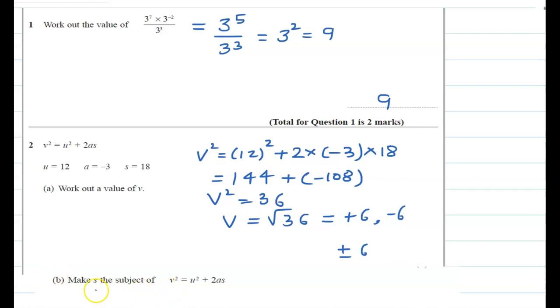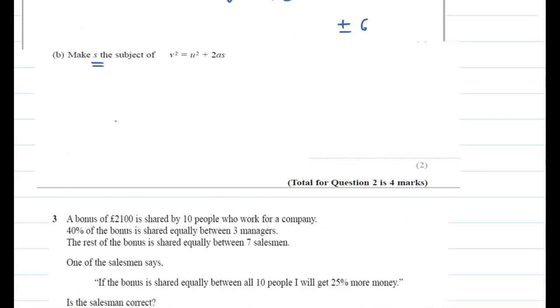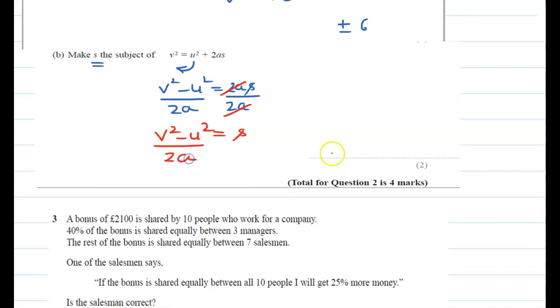Next question: make s the subject of v square equals u square plus 2as. What you need to do is bring u square to this side, so it will be v square minus u square equals 2as. Then divide by 2a both sides. The 2a and 2a cancel out, and we have s equals v square minus u square over 2a. So you can write down v square minus u square over 2a. Next question.